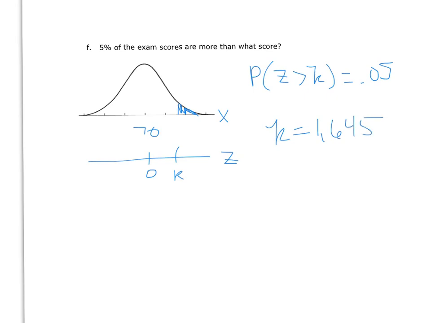And then solving for x, plug in 1.645 equals x, that unknown exam score, and then multiplying by 6 and adding 70. It turns out that exam score, rounding to one decimal place, is 79.9. So 5% of the exam scores are above 79.9.